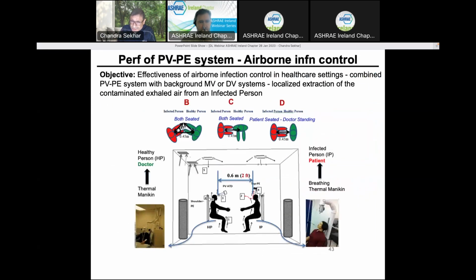But the more interesting study was the next slide that I'm showing you here, where you have the HP, the healthy person, that's the doctor. IP, the infected person, is the patient. So here is the patient. We have a breathing thermal mannequin. And this is a simple mannequin. Mannequins don't come cheap, so we couldn't afford two breathing thermal mannequins. So this mannequin representing the doctor, we want to ensure that this doctor is protected from the exhaled air from the patient. I'll explain to you the logic of it.